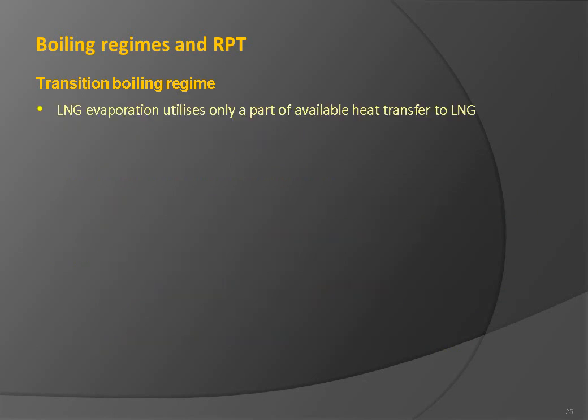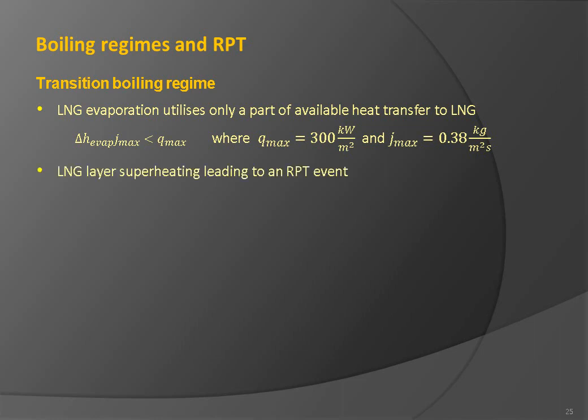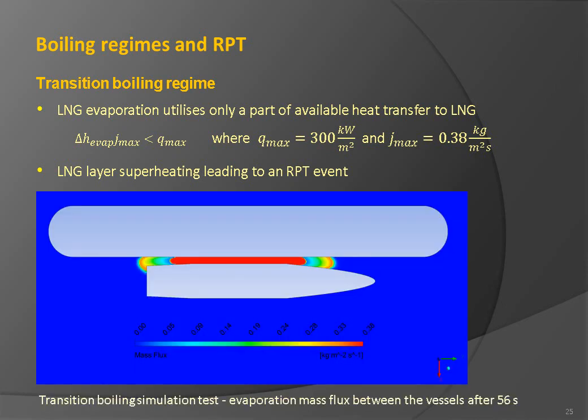This transition between the film and the nucleate boiling regime is quick, but only a part of the available heat transfer to LNG can be continuously utilized for the LNG evaporation. If Jmax is the maximum evaporation mass flux that arises from the direct contact between two phases, then the difference is used for the LNG layer superheating. This causes the temperature of the liquid layer to increase, eventually leading to an RPT event.